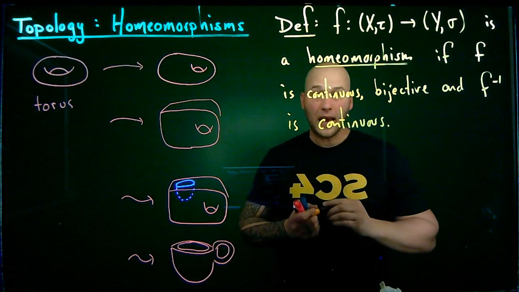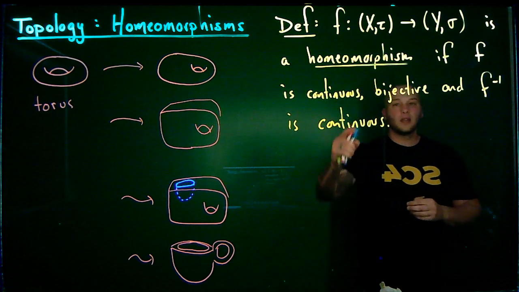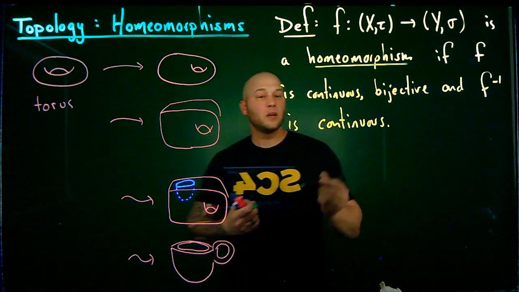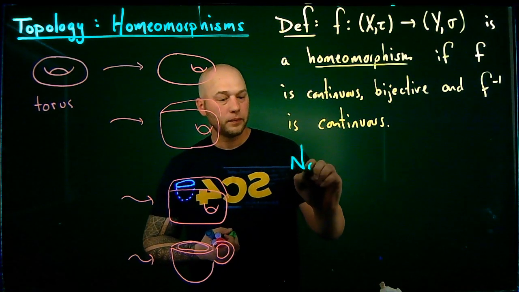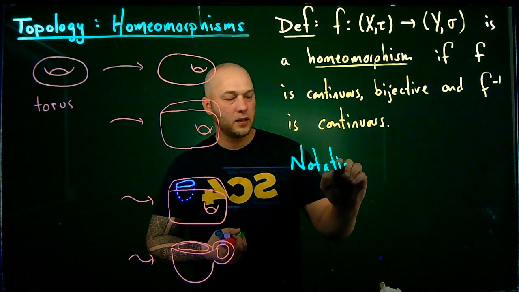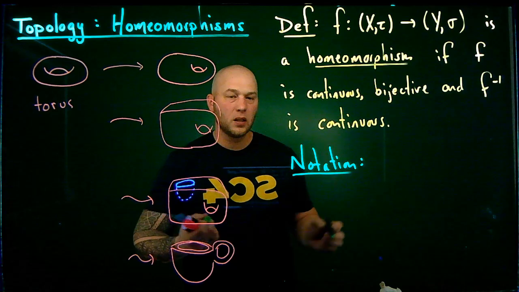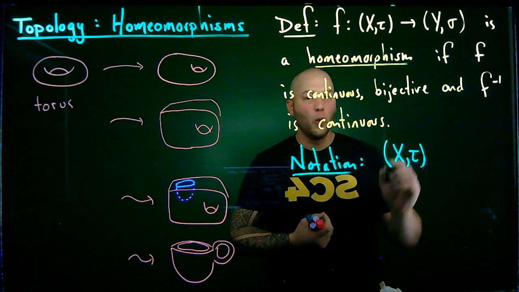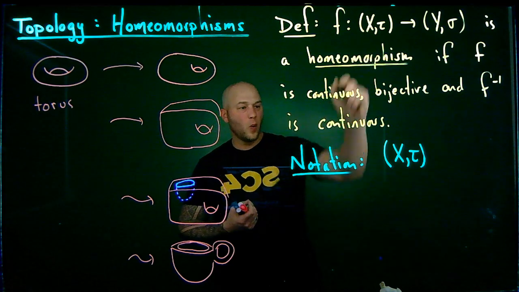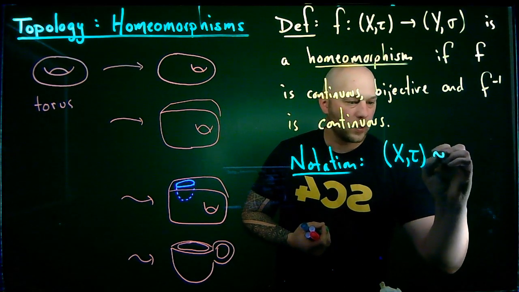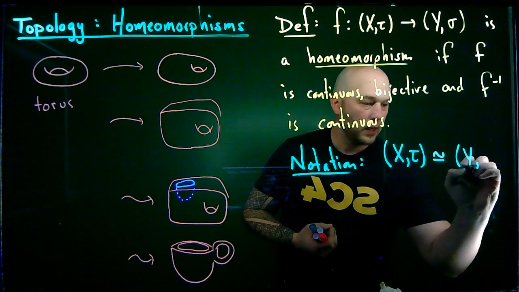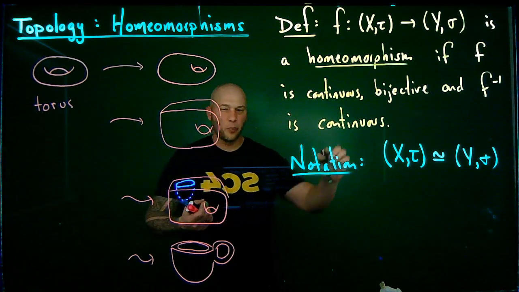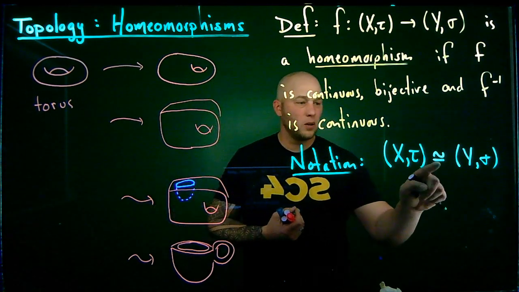Okay. In that case, we also say that these two topological spaces are homeomorphic, and the notation for that, depending on the textbook you're using, you might see different things, but here's one of them. If there's a homeomorphism between (X, tau) and (Y, sigma), we say that (X, tau) is homeomorphic to (Y, sigma), and we give a notation like this. It looks like the approximately-equal sign, but with a straight line on the bottom.